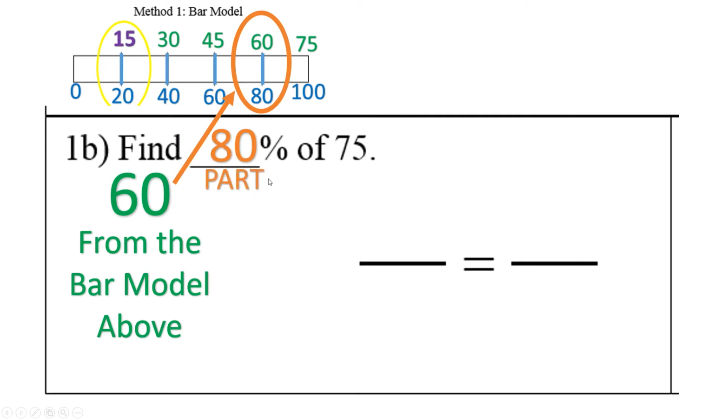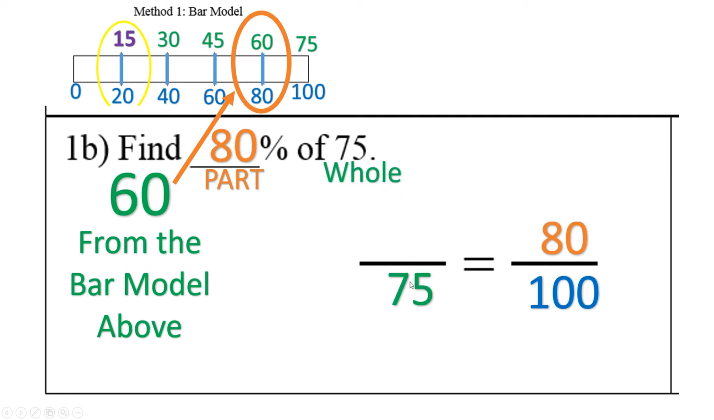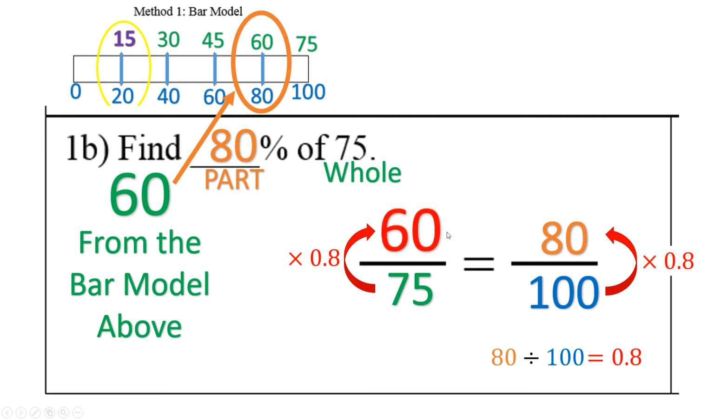Now the proportion, 80% is 80 out of 100. So this is the part over the whole. And over here, 75 is the whole amount, like we had up in our bar model. And so we're going to use our relationship here. So 80 over 100 is the same thing as 80 divided by 100. So that's equal to 0.8. So if we do times 0.8 to this side, 100 times 0.8 is 80. So 75 times 0.8 is 60.